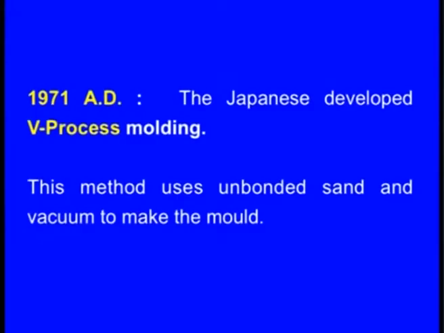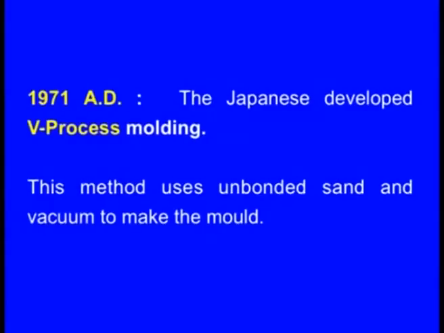During 1971 AD, Rio casting was developed in the USA, and during 1971 AD, the Japanese developed the V process molding. So, this became very popular. In this V process molding, loose, fine, and clean sand is used. This sand will be used to hold the mold cavity by means of vacuum. Because of the vacuum, the loose sand will be held together tightly around the pattern.